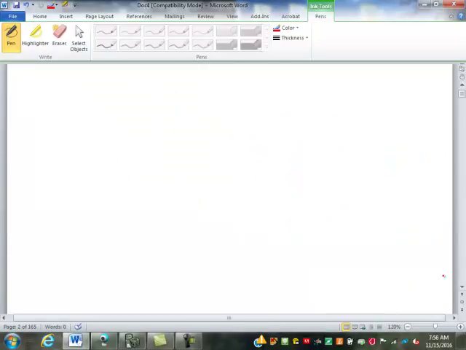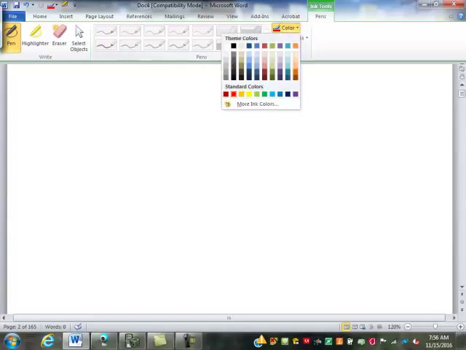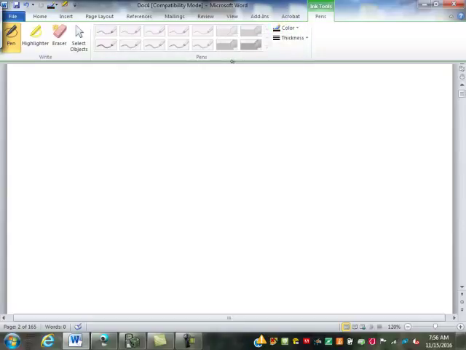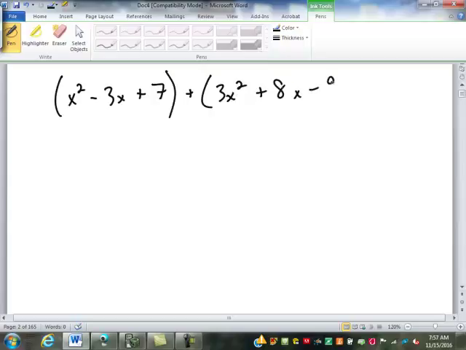Okay, so we've been working with these variables and we've been combining them a bit. I want to go through and do a little bit of a review of combining variables. So if I have something like x squared minus 3x plus 7, and I want to add that to 3x squared plus 8x minus 9.